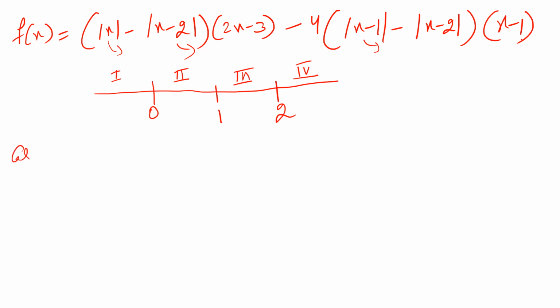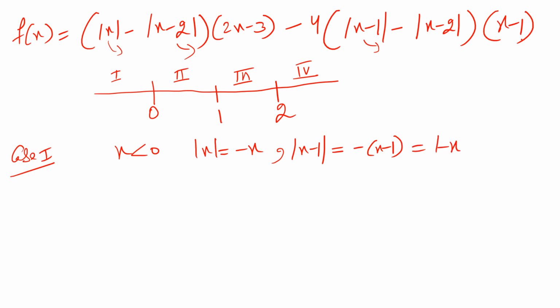Now I'm considering the first case, that is x less than 0. Now students, when x is less than 0, that means mod of x is going to be minus x. Mod of x minus 1, since x is smaller than 0, that means x is smaller than 1, so this is going to be minus of x minus 1. That means this is 1 minus x. Why? Because modulus of x is always x when x is positive, and modulus of x is minus x when x is negative. That means modulus attaches a minus sign to its input whenever the input is negative.